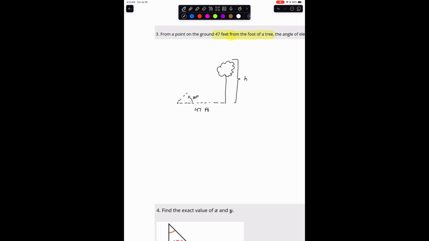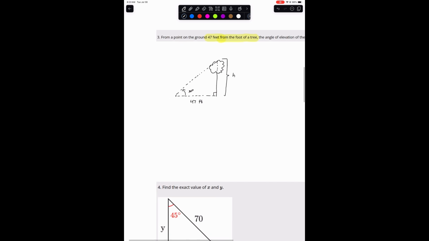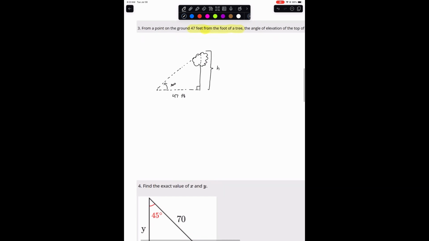And this gives you this line right here. Let me redraw this arrow a bit. There you go. So now we have our right triangle, and we need to find the exact height of the tree. Currently, our only information is our opposite and our adjacent.